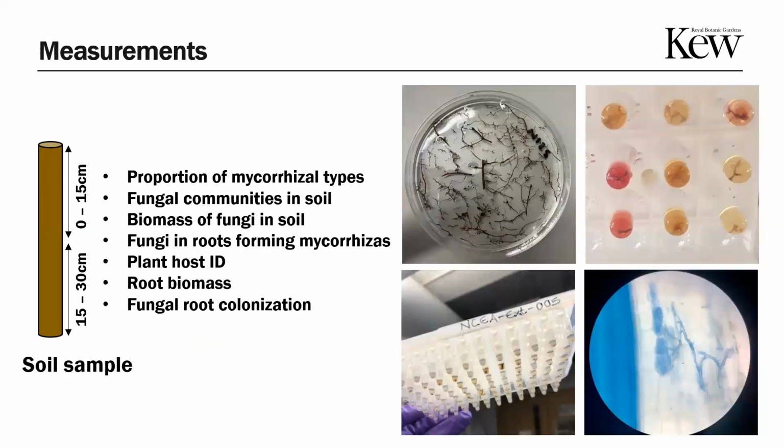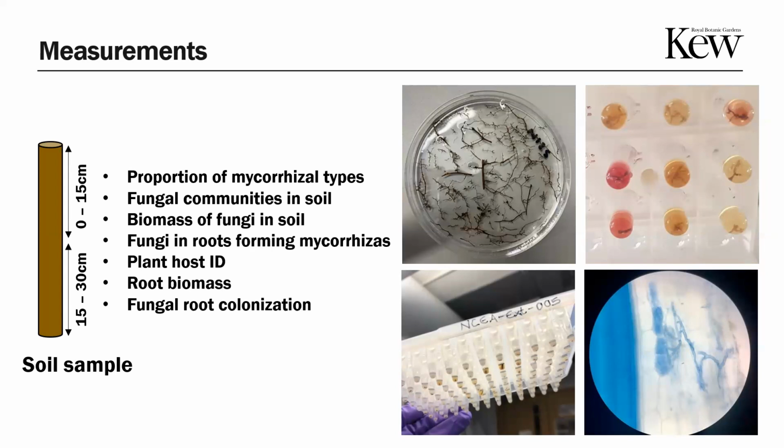Each of those soil samples, they do it at two different depths, from 0 to 15 centimeters and 15 to 30. And in each of those parts of that soil core, we measure the same mycorrhizal variables that I told you for the other project: the proportion of mycorrhizal types, fungal communities in soil, biomass, fungi roots, identifying the fungi forming the mycorrhizas, identifying the host. We are trying to use PacBio sequencing, long-read next generation sequencing that allows us to identify the plants and the fungi at the same time.